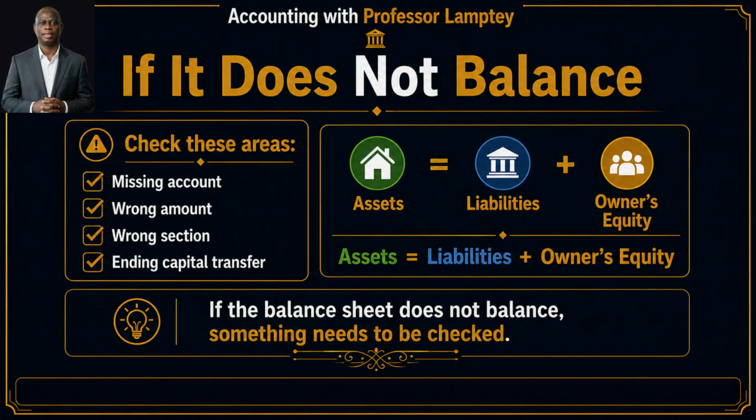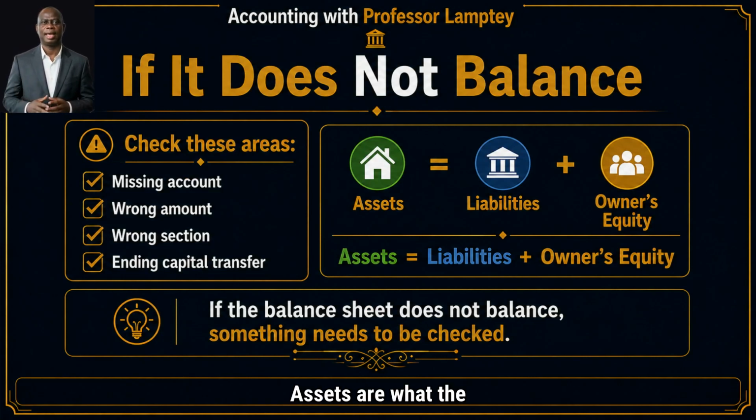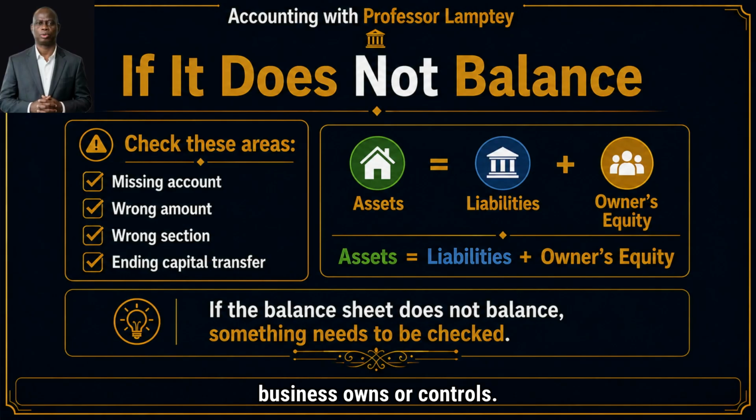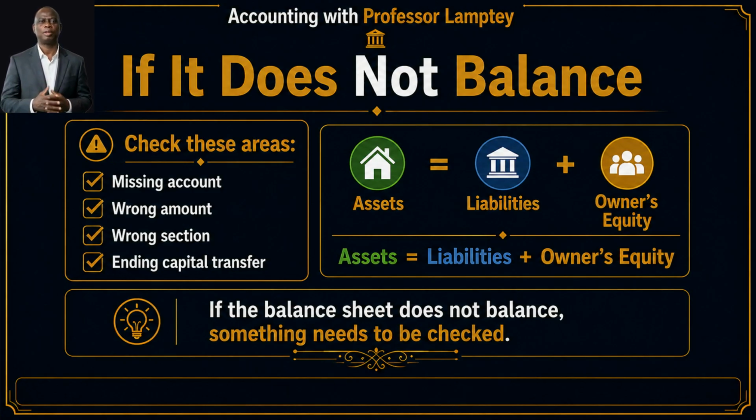Now let's summarize. The balance sheet reports assets, liabilities, and owner's equity at a specific date. Assets are what the business owns or controls. Liabilities are what the business owes. Owner's equity is the owner's claim in the business. The balance sheet is based on the accounting equation. Assets equal liabilities plus owner's equity. It is called a balance sheet because both sides must balance.